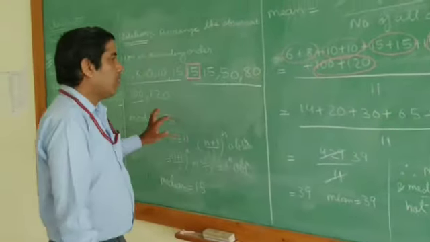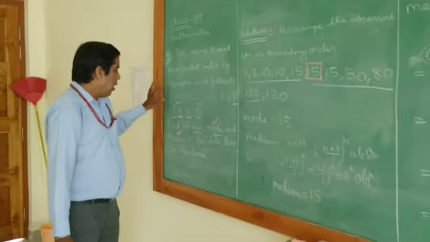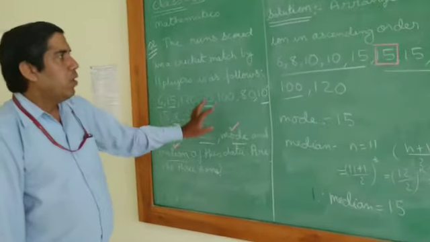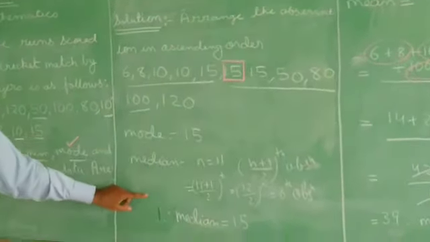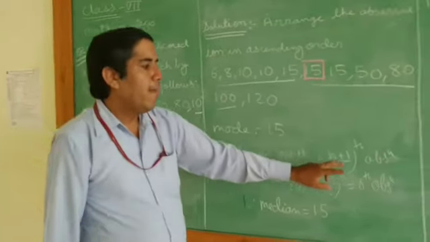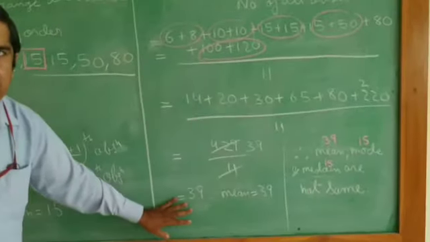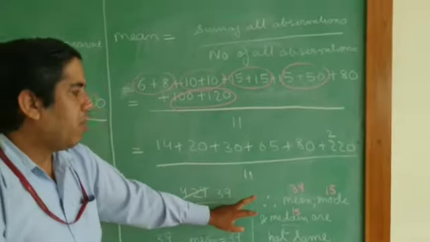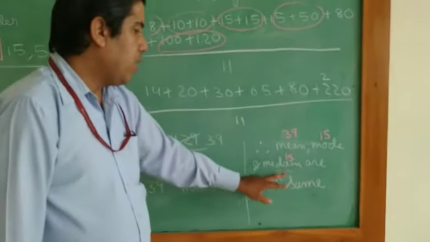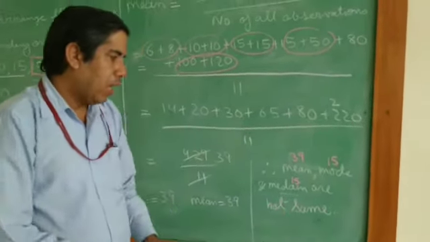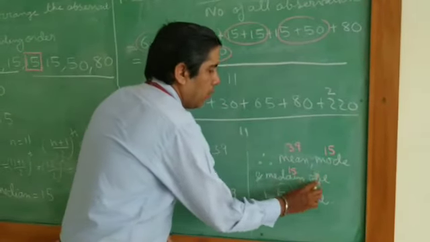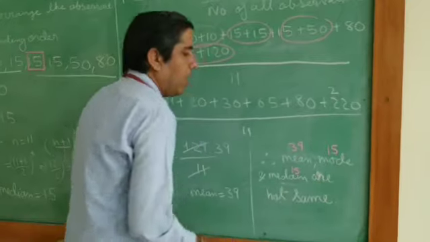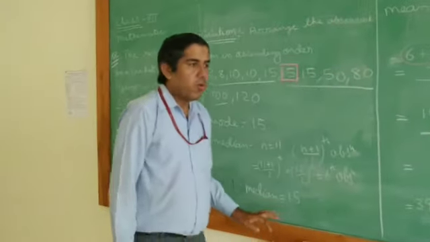I think this question is clear to you. Let me discuss it once again. In the solution, you can see I got the mode as 15, the median is 15, and the mean is 39. So I will write here, therefore mean, mode and median are not the same. And this question completes here.